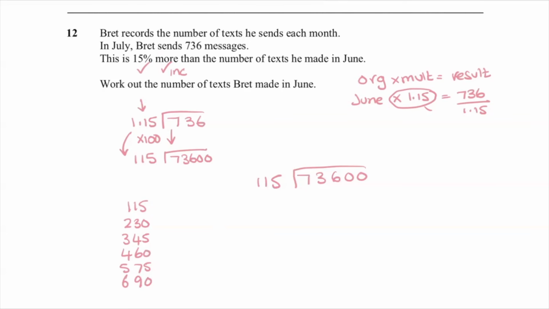So I can get 6 into my 736, and that would leave me 46. 46 is here, creating 460. I can see that goes exactly 4, and then bring your 0 up. So the answer is 640. And the maths wasn't actually too bad in the end.